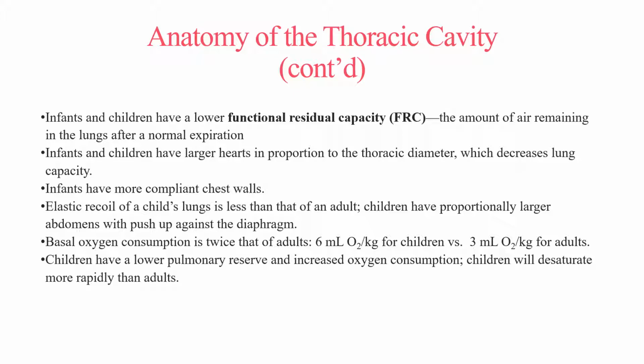The basal oxygen consumption is twice that of adults, 6 milliliters of oxygen per kilogram for children versus 3 milliliters of oxygen per kilogram for adults. Children also have a lower pulmonary reserve and increased oxygen consumption. Children will desaturate more rapidly than adults. They also will recover more rapidly than adults.